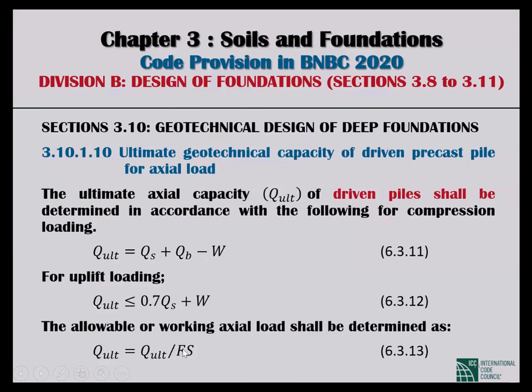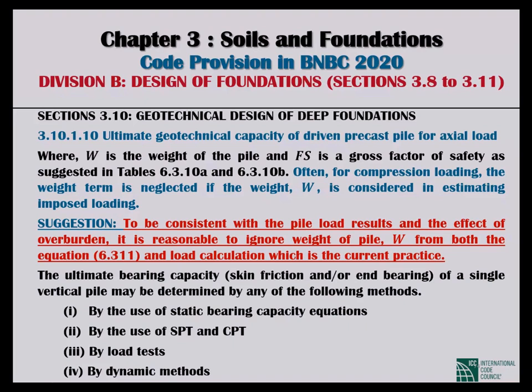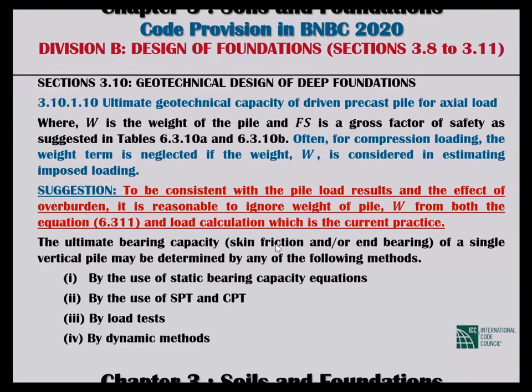Allowable working capacity is equal to Q ultimate divided by factor of safety, and factor of safety is another point over there, where W is the weight of the pile. To be consistent with the pile load test result, because in a pile load test, we are applying load on the pile head and determining the capacity, we are not considering the weight over there. So, to be consistent with the pile load results and the effect of overburden, it is reasonable to ignore the weight of pile W from both equation 6.3.11 and load calculation, which is the current practice. So I think we will not use this value over there.